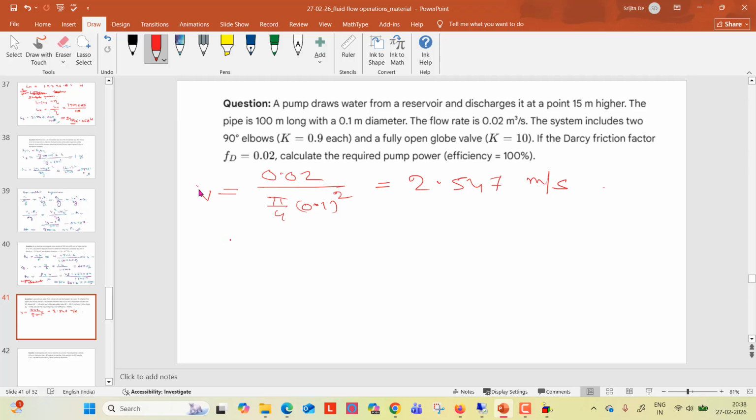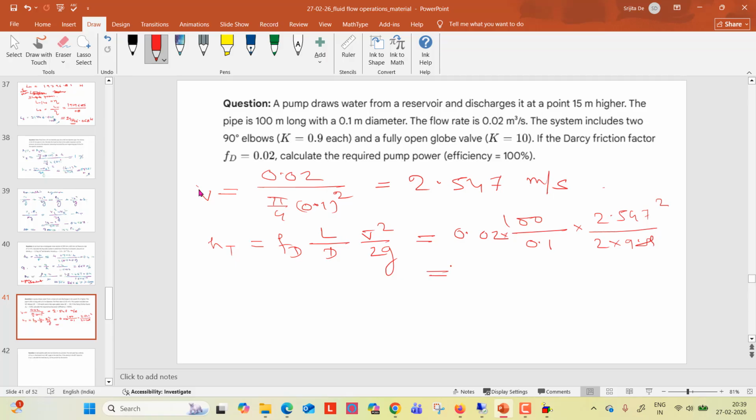Now we can calculate the major loss, because the friction factor is given. The major loss equation is f L by D times V square by 2 G. So it is 0.02, L is 100, divided by 0.1, into 2.547 whole square divided by 2 into G. So it is coming as 6.61 meter. This is the major loss.